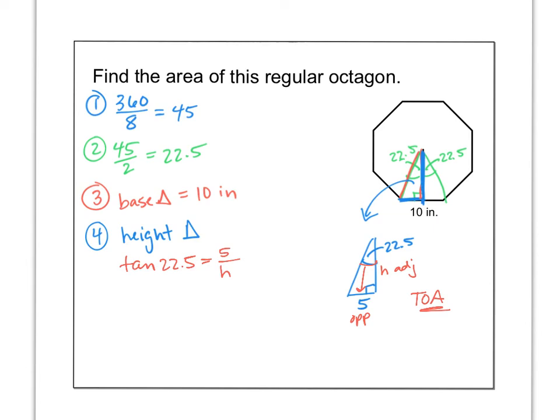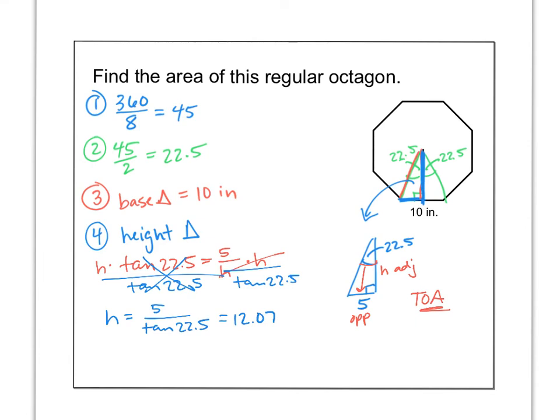5 over the height. Multiply both by h, whatever's on the bottom of that fraction. And then you have h times tangent 22.5. So then you're going to have to divide by tangent 22.5 on both sides. They're going to cancel on the left, and you'll have h is 5 divided by tangent 22.5. Type that in. 5 divided by tangent 22.5. I got 12.07.